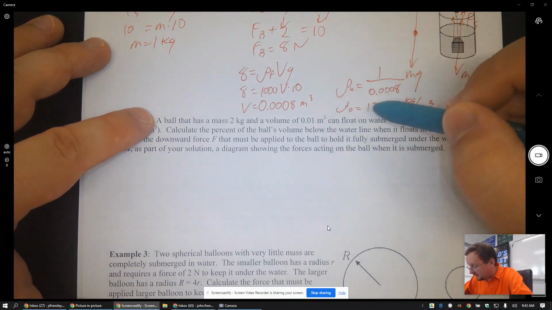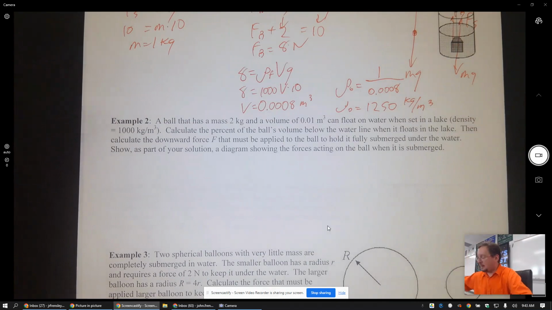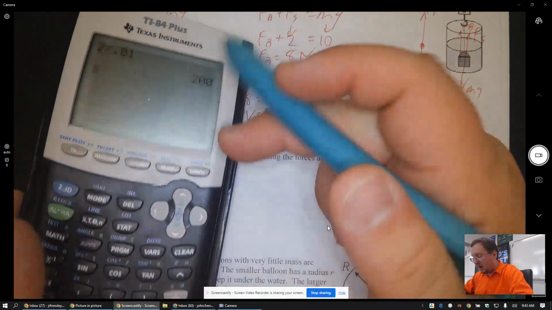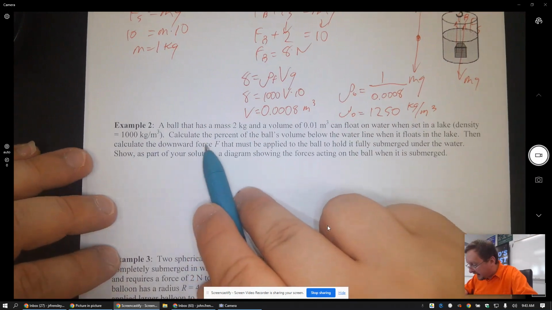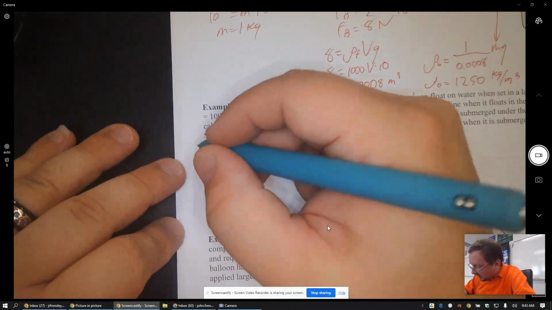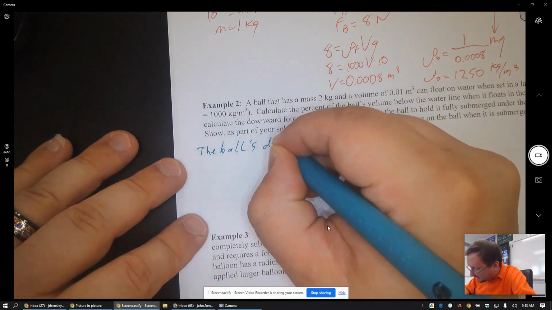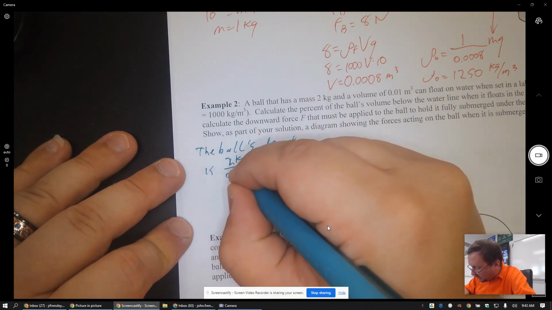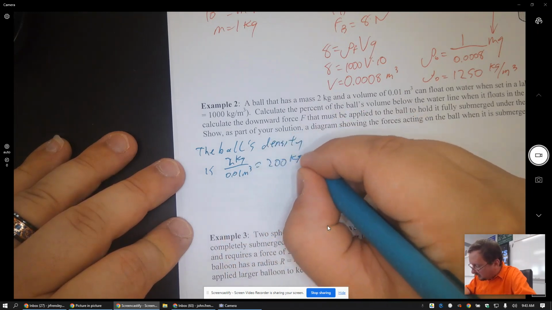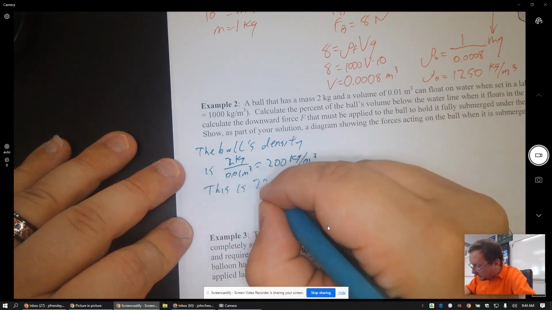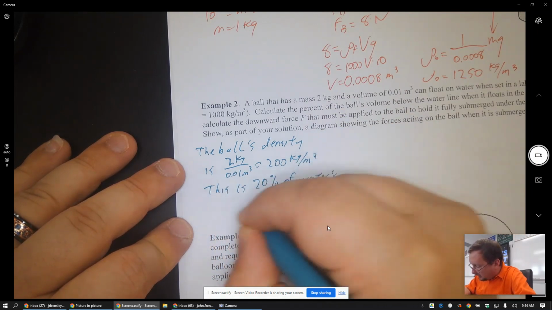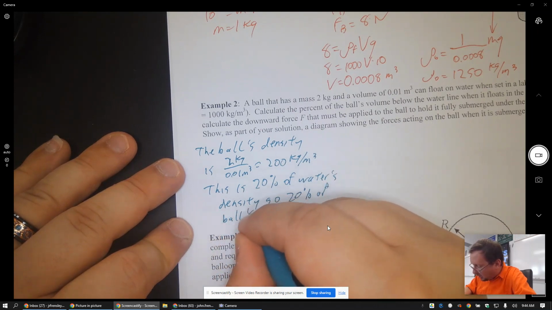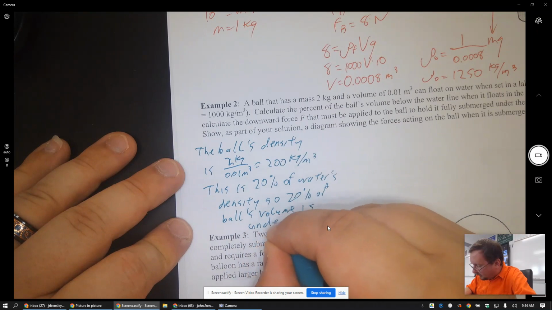A ball that has a mass of 2 kilograms and volume 0.01 can float on a lake. Okay, I'm just going to double check that that's the truth. And how am I going to double check that? I'm going to do a mass of 2 over a volume of 0.01. Oh, 200. That's less than the density of water. Okay, calculate the percent of the ball's volume that's below the water. So the ball's density is 2 kilograms over 0.01 meters cubed, which is 200 kilograms per meter cubed. So I'm going to say this is 20% of water's density, right? So 20% of the ball's volume is underwater, okay?